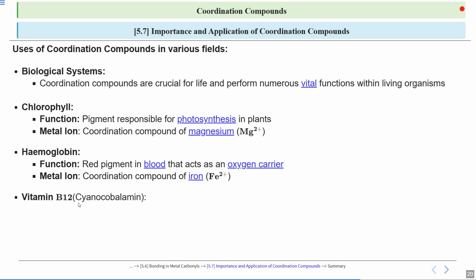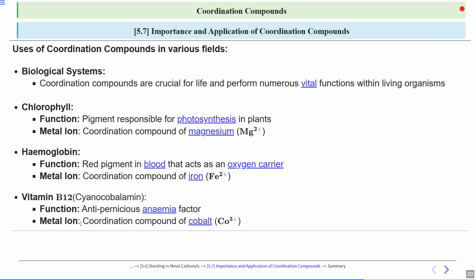Next example is vitamin B12, which is cyanocobalamin. Its function is as the anti-pernicious anemia factor. And the metal ion involved in vitamin B12 is a coordination compound of cobalt, Co3+. So cobalt in the 3+ state is the metal ion in the coordination compound present in vitamin B12.